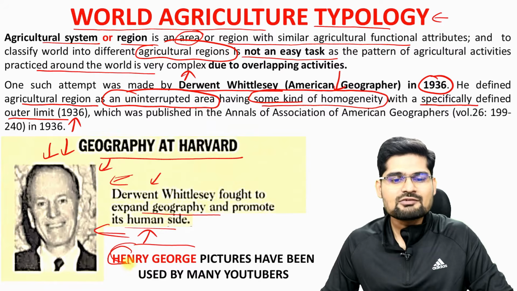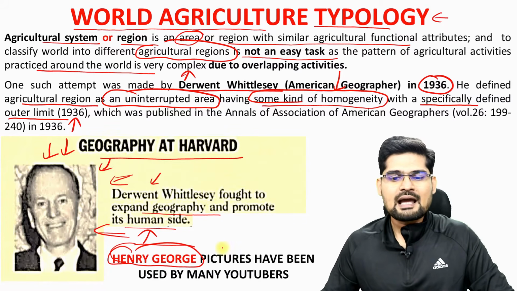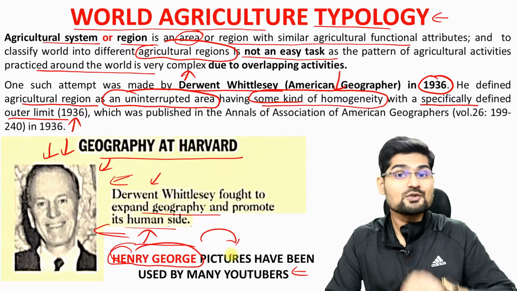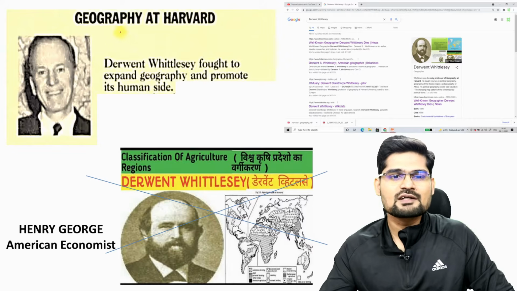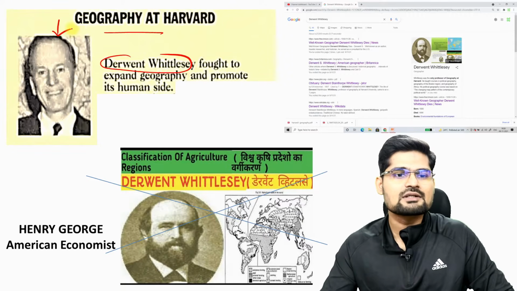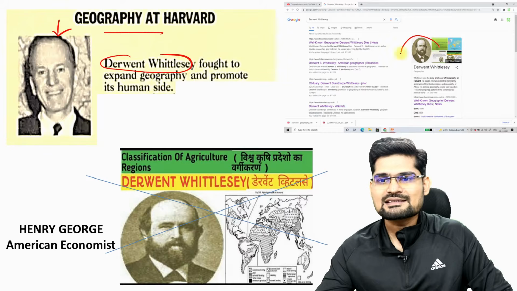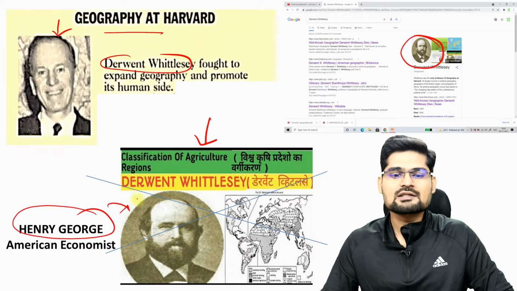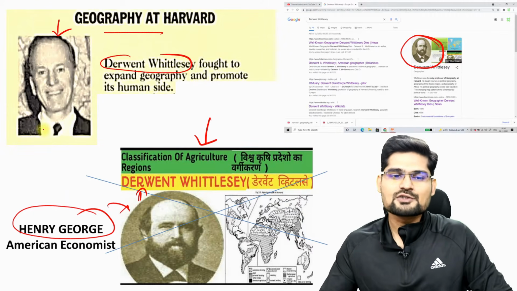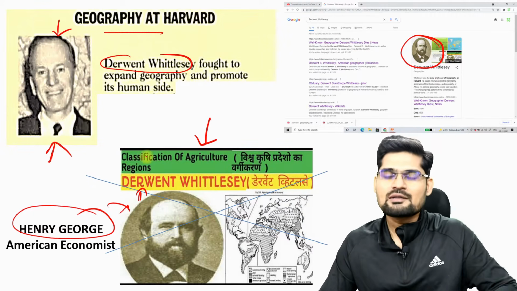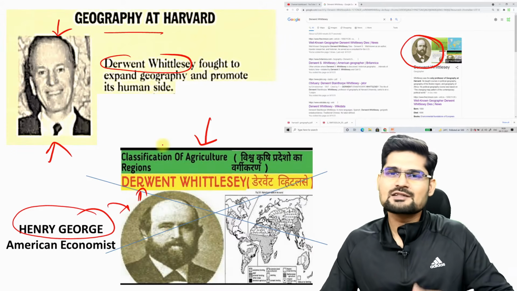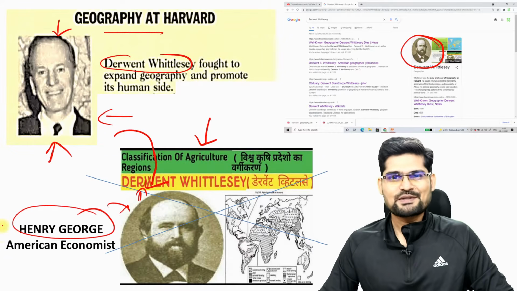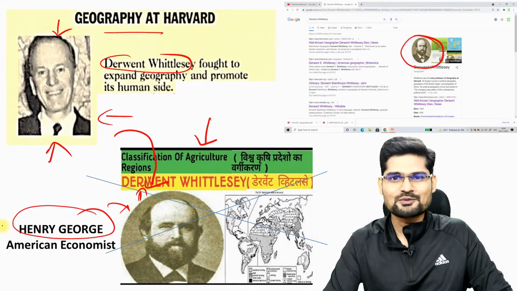Why? Because Henry George, who was also an American economist, has been used in pictures everywhere if you search on Google. So this is important to consider here, that if you search geography at Harvard and Whittlesey, you'll find this original image. While on Google, you'll find this image, which is wrong. So if you are using the Henry George image for Whittlesey, it's not good. So you should consider changing it if you are already making a video. Several other YouTubers and other places, I've seen in presentations also, have this person instead of this person. So I think this is a correction that I wanted to make with this video.